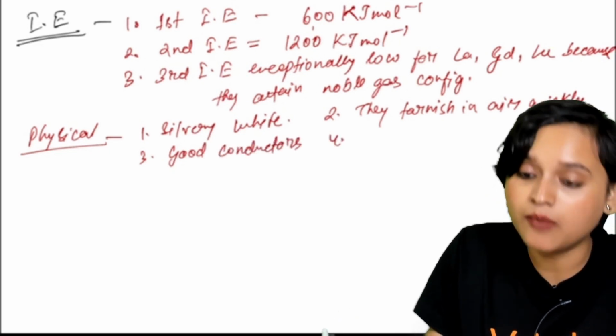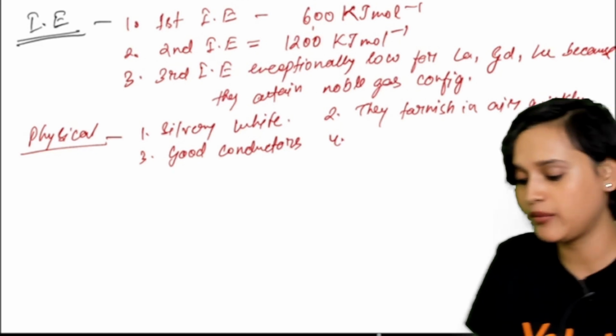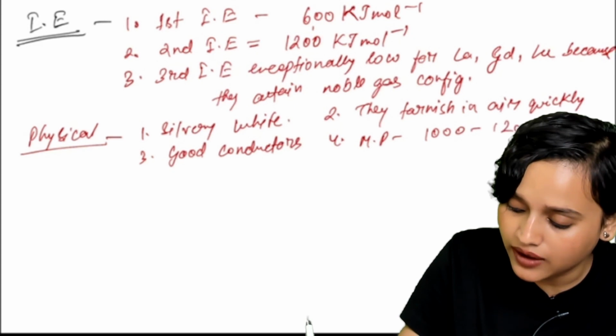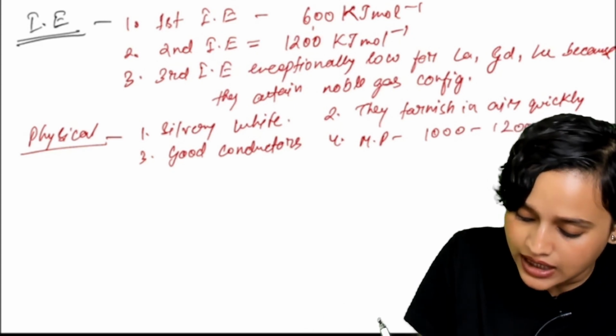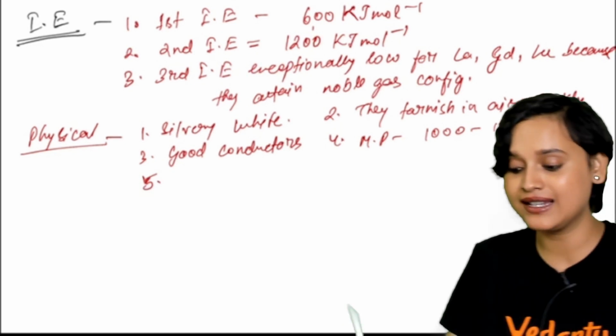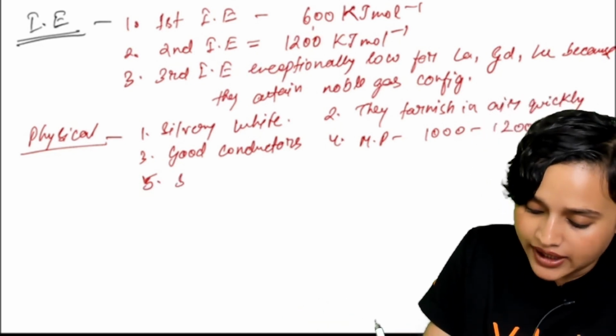Apart from that, number 4, what can you write? Melting point is about 1000 to 1200 kilojoule. All right. But there is one called samarium. Samarium has an exceptionally high melting point.